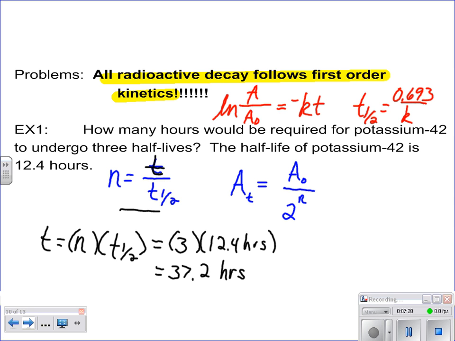So that one was pretty easy. You probably could have thought through that without using formulas. That's another way to do it, but somehow you'd have to show work at least.